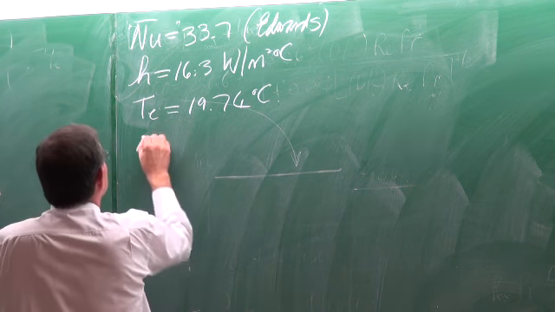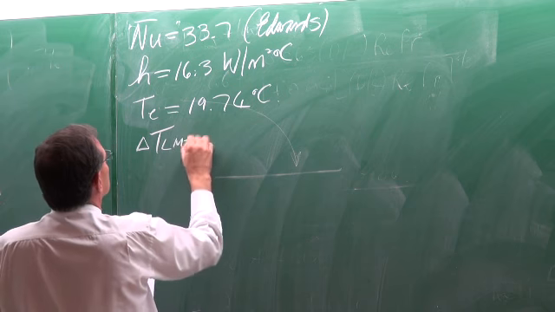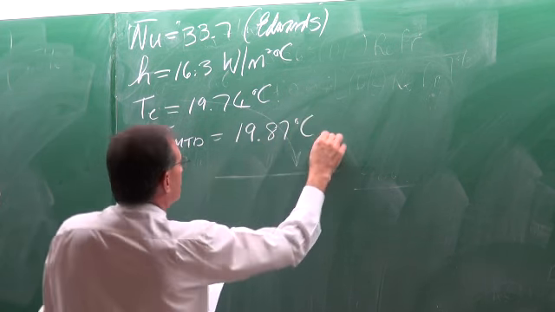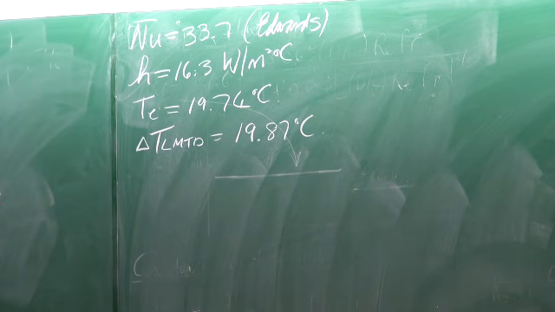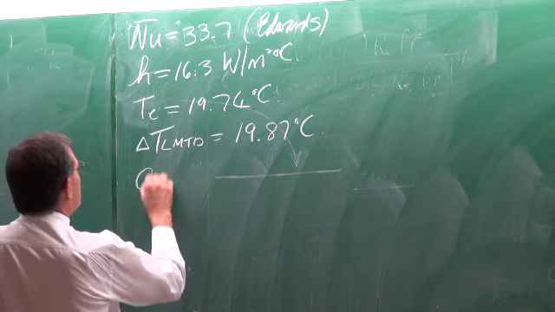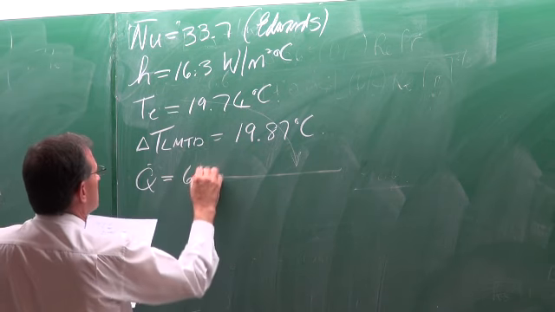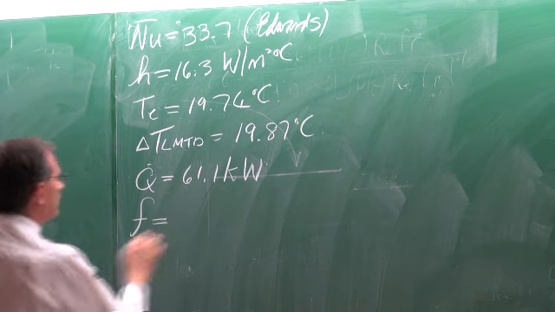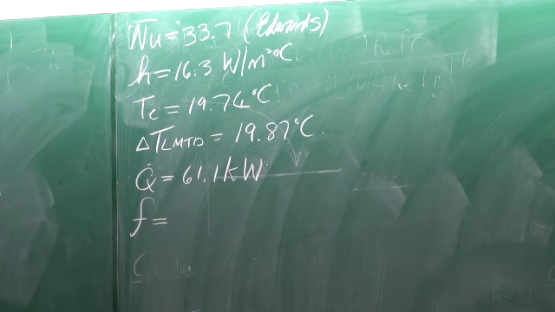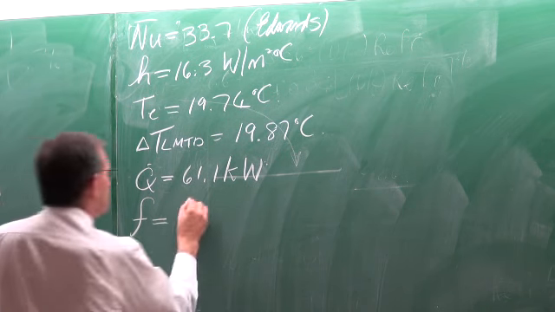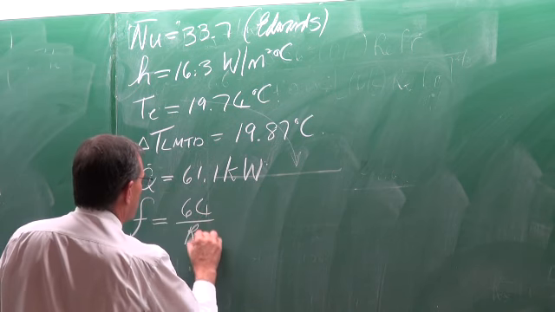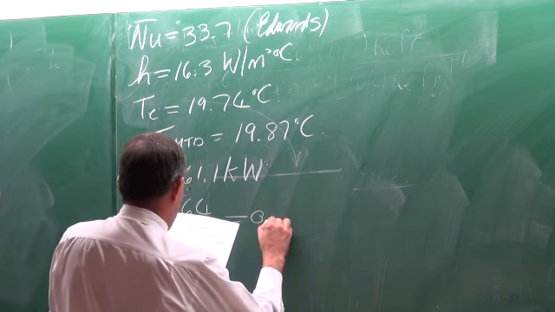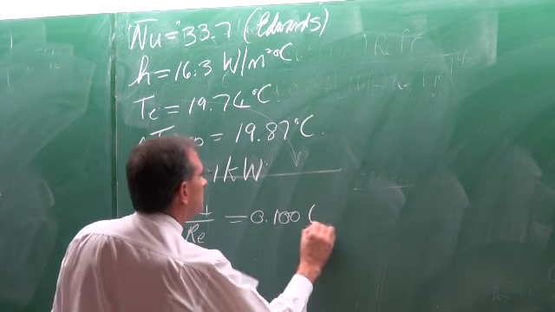The LMTD is going to be 19.87, so that's not changing a lot. The heat transfer rate, if you can calculate it, is going to be 61.1 kilowatts. The friction factor is going to be 64 divided by the Reynolds number, and that is going to be equal to 0.1006.